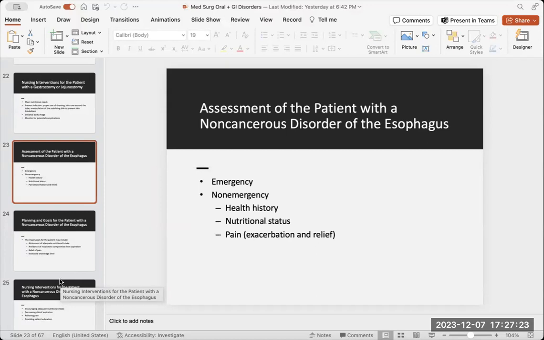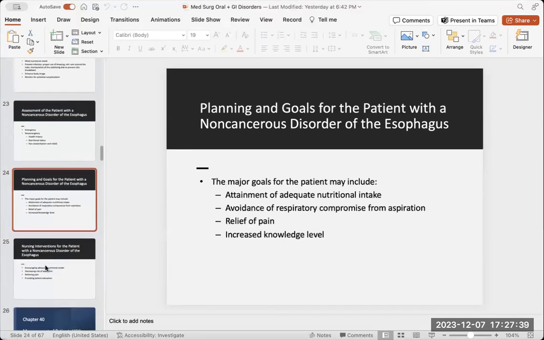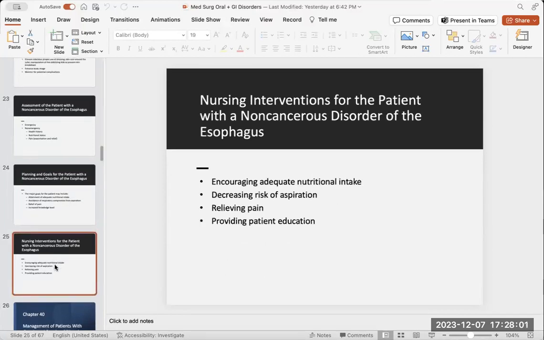If the question said that a patient has a history of muscular dystrophy, right, and they have difficulty swallowing and things like that, and they're coming in and gasping for air, that would be an emergency, okay? So we need to evaluate what's going on with the patient. But if it's not an emergency, it's not cancerous, right? We want to have adequate nutrient intake, right? We need to avoid respiratory compromise. We're talking about the esophagus, so we have to be careful with respiratory problems and even aspiration, okay? That's always a risk. Pain and making sure they understand what's going on.